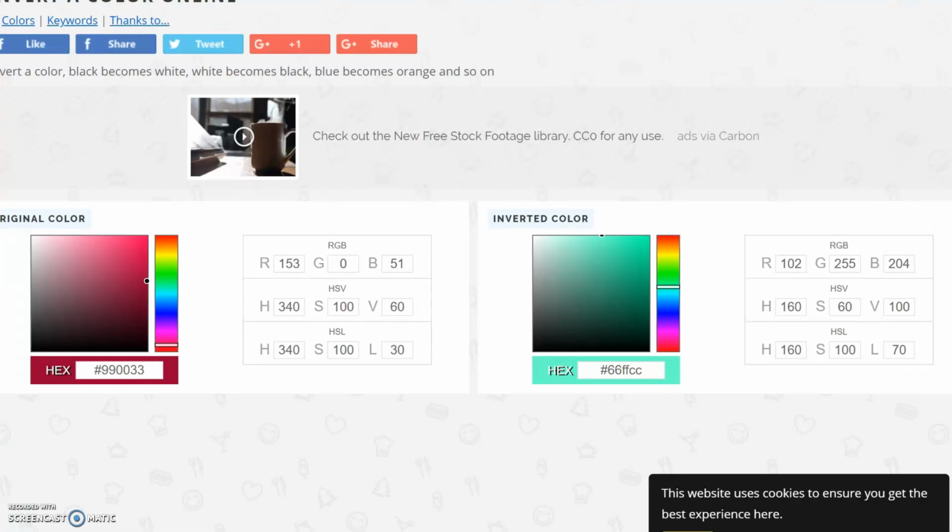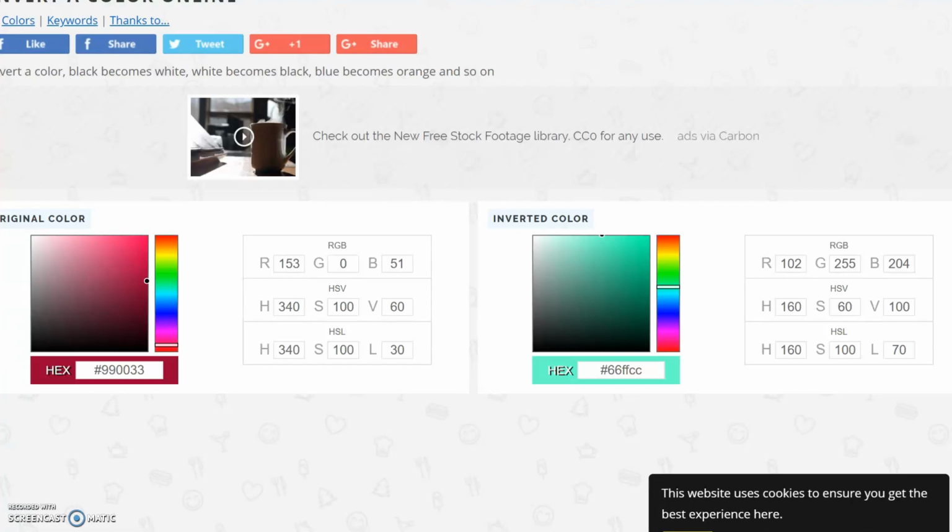Now, what is useful is to be able to find the inverse colour that kind of works to write in text on the colour that we've chosen. So we've chosen this reddy brown colour, and we want to find the inverse colour.